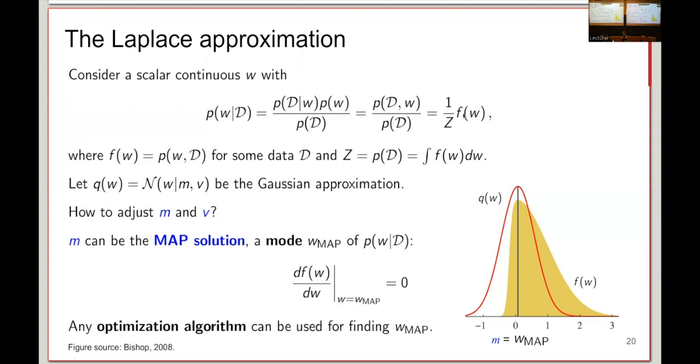Now, f could be this thing shown here in orange, and our Gaussian is this distribution q shown in red. We can choose the mean and the variance. To choose the mean, one possible solution is to just say, let's take the mode of my target. The mode is going to be the input w that maximizes f. And I'm going to make the mode of my Gaussian be the same as the mode of the target, as here. The two have the same mode.